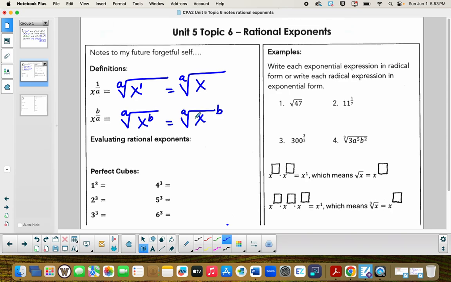This bottom part is just reminding you of the perfect cubes. 1 cubed is 1, 2 cubed is 8, 3 cubed is 27, and we'll keep going.